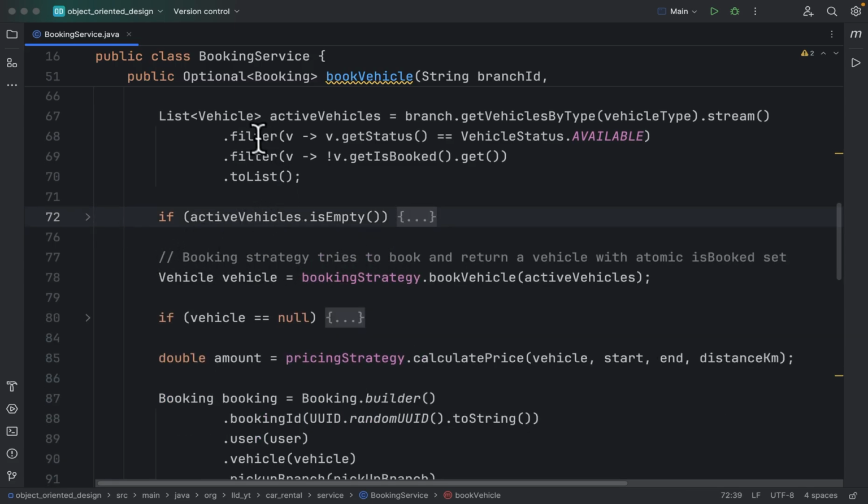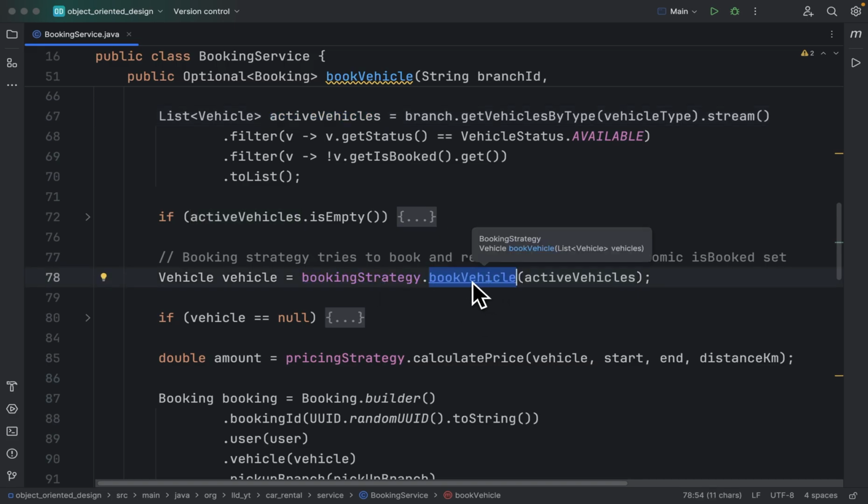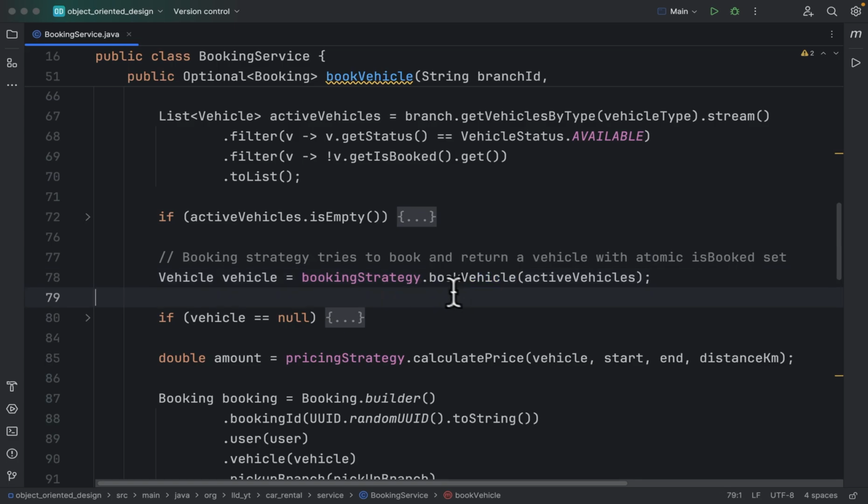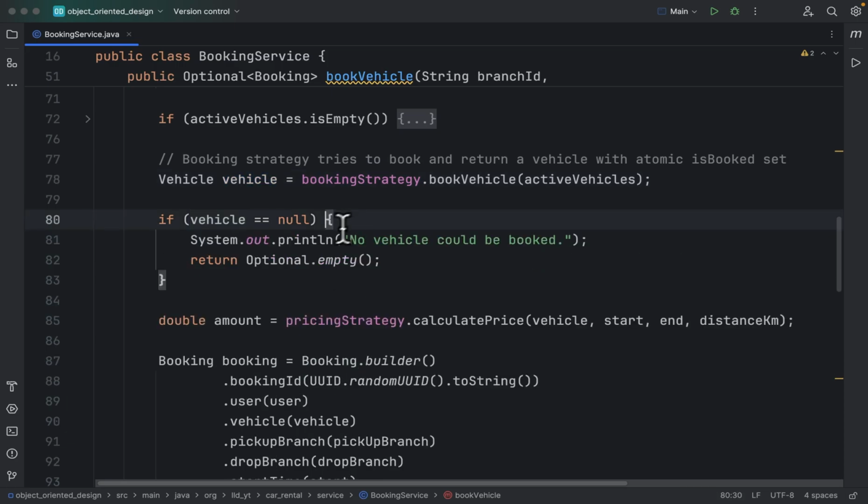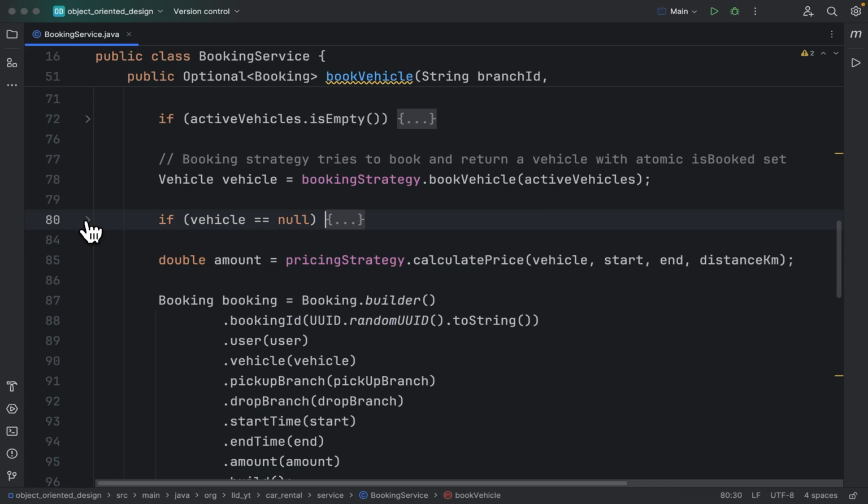And if I have active vehicles, then I will call the book vehicle function of this strategy. And we already discussed the booking logic. Okay. And we were handling the concurrency in that book vehicle function of the strategy. So if one thread was successful in booking the vehicle, that thread will get this vehicle. If that vehicle is null, it means that that thread was not successful in booking any vehicle. So that would be null. And in that case, I'm printing this message, which is no vehicle could be booked.